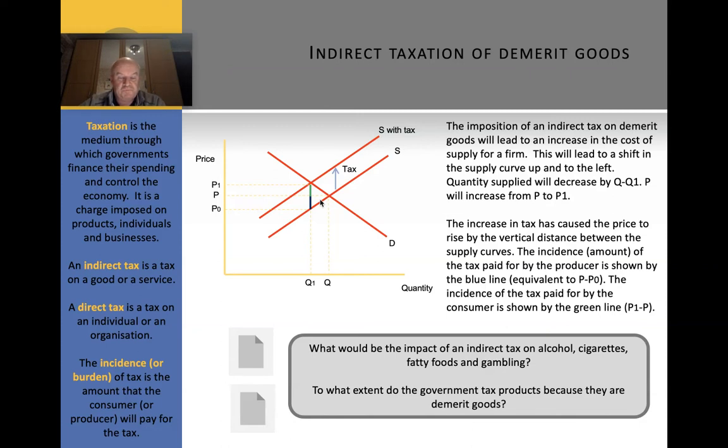Okay, so let's take a look then at the next thing. So hopefully that makes a reasonable amount of sense. And clearly, in this case, what we're trying to do is to discourage the consumption of demerit goods.